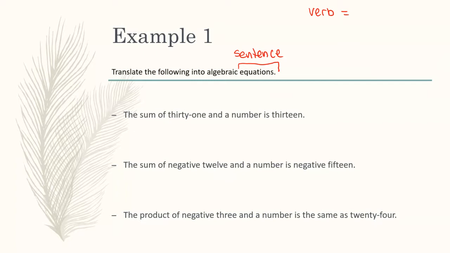So our first example: the sum of 31 and a number is 13. I'm going to highlight "is," the verb. I'm going to highlight every place in these 3 examples where you see "is"; those are where the equal sign is going to be. So think of verb, the equal goes with "is." I'm going to place an equal sign above all the locations of "is." That is going to be where the equal is.